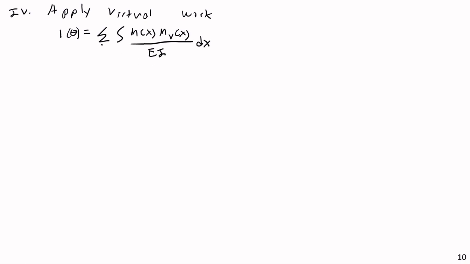And especially because I designed this with the same cross-section or moment of inertia between the column and the beam, I can actually completely pull this out of the summation even. So I'm going to have 1 times theta is equal to 1 over EI. And I'm going to set up the integral for both column AB and beam BC.